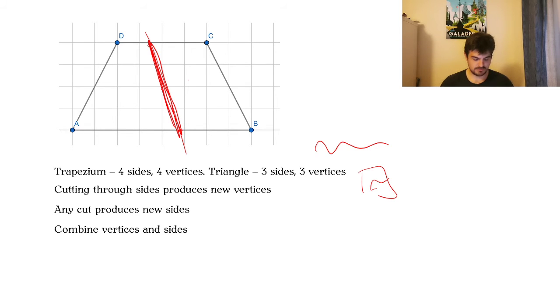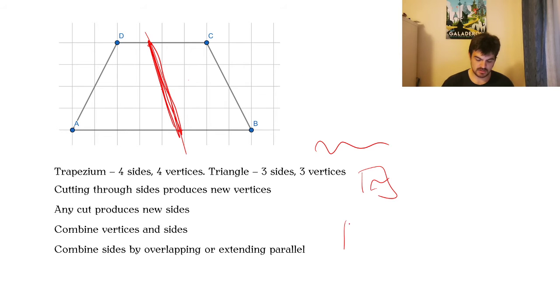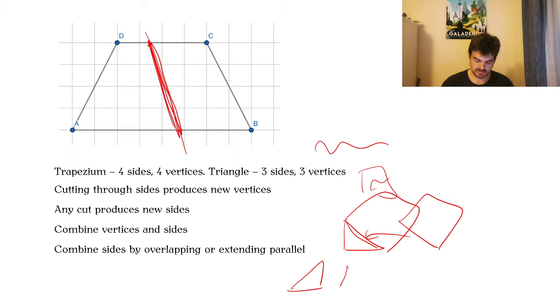How do we make fewer sides? Well, we want to combine them again, as I said. Combine sides by overlapping and extending parallel. What does it mean? If you have two things, we can put them together like that. Or extending parallel is if you have something like that and something like that, and we put them together, then this side is extended to this side and it now becomes one side, right? So this is all thinking about how to do it, and there are multiple ways.